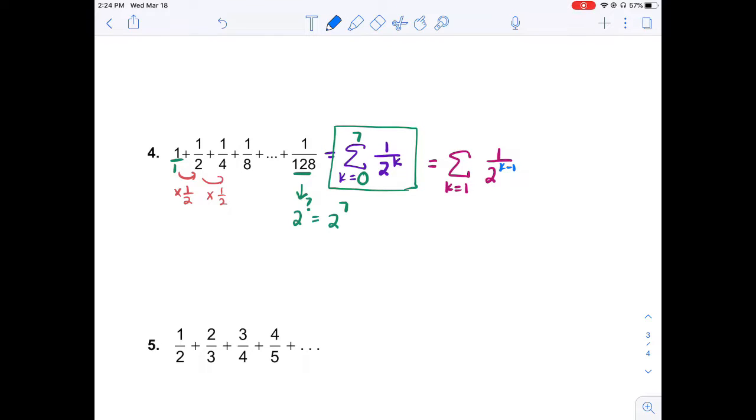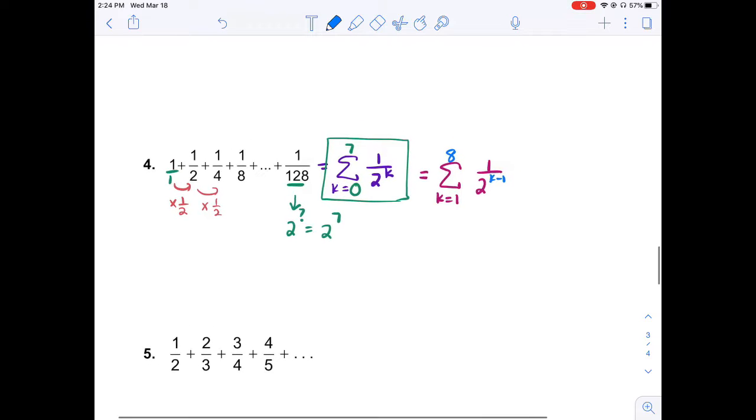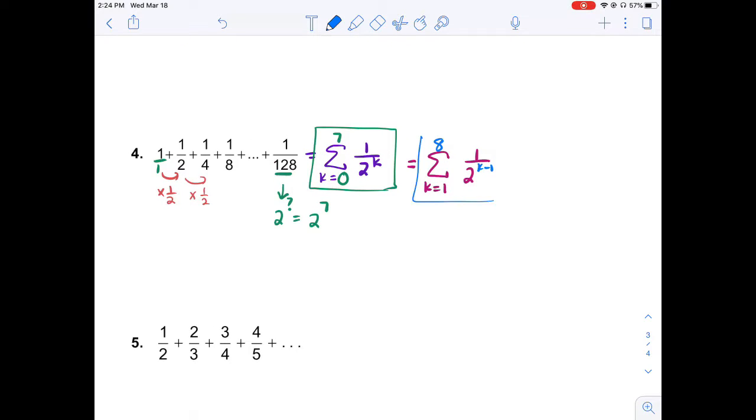So then lastly, for my upper bound, rather than plugging in 7, in order to get the exponent I want, I would need to go up to 8. So this is the exact same series, just written with a slight modification. So you'll see this in the answer key. You'll see a couple of examples that all mean the same thing with some shifts.